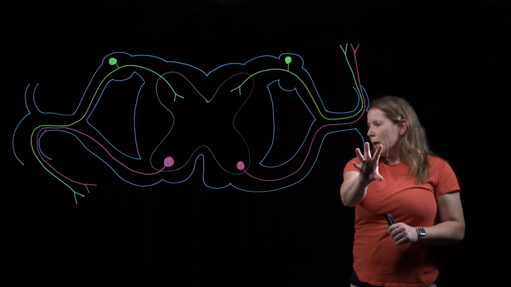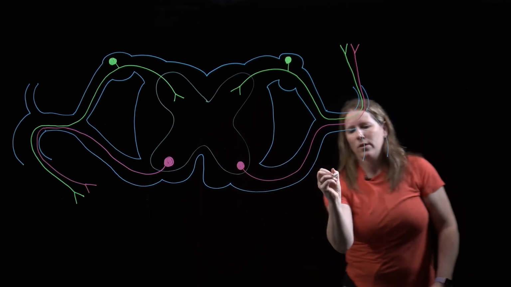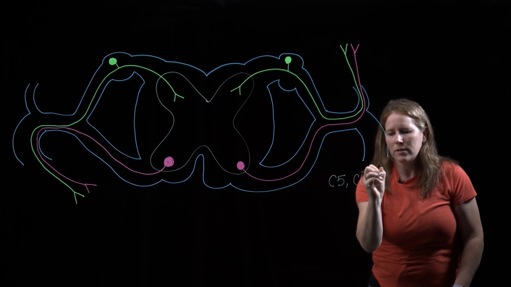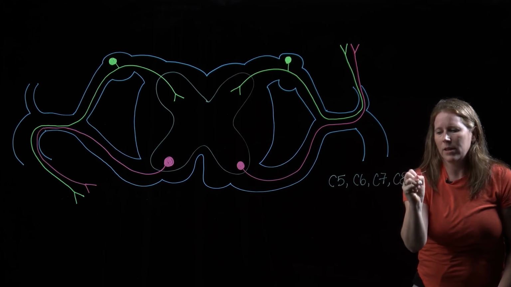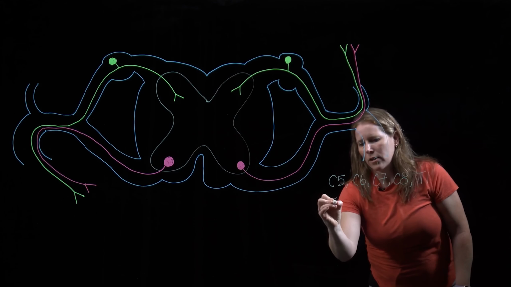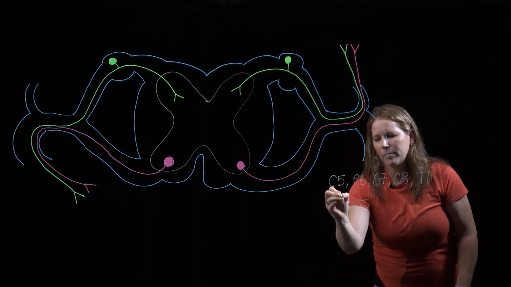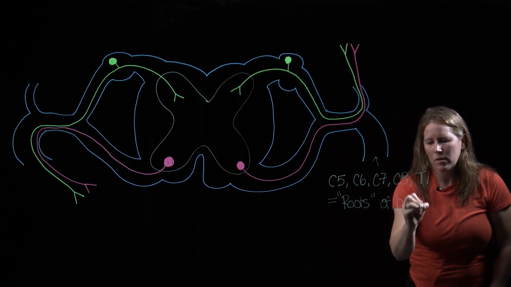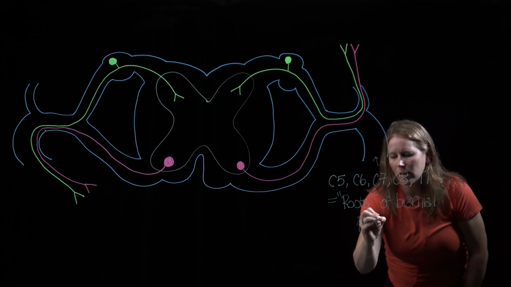These anterior primary rami at the level of C5, C6, C7, C8, and T1. These are what we call the roots of the brachial plexus. Now we'll get out of the way so you can see that.